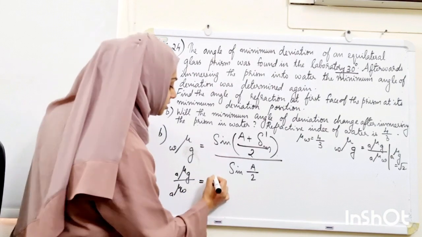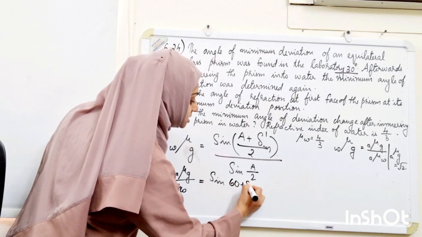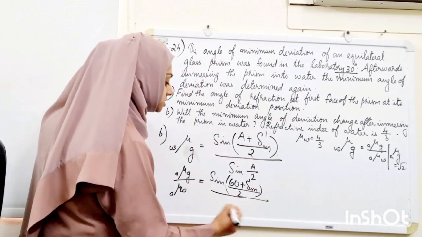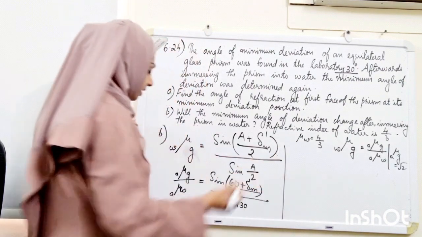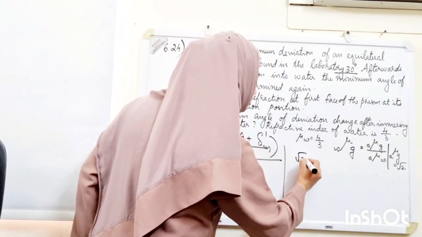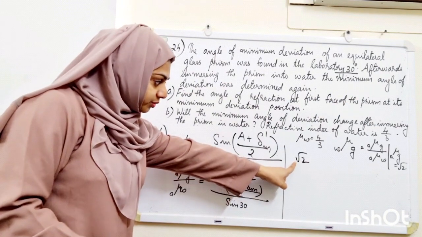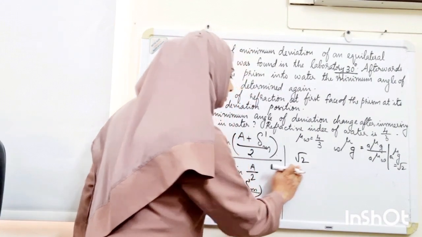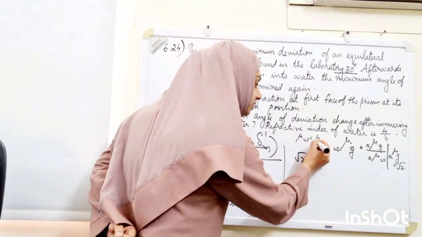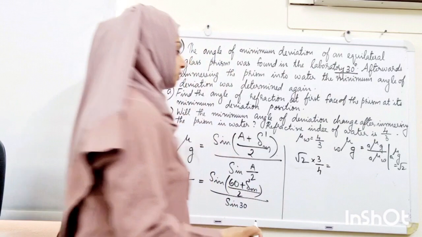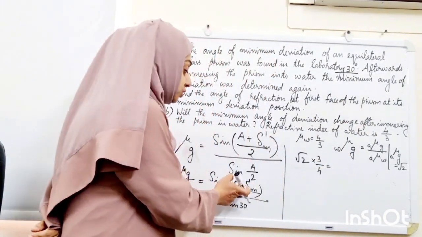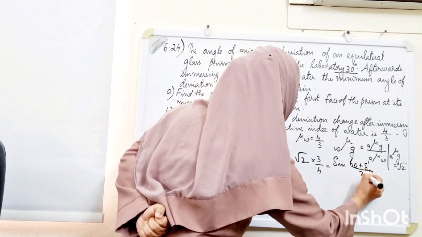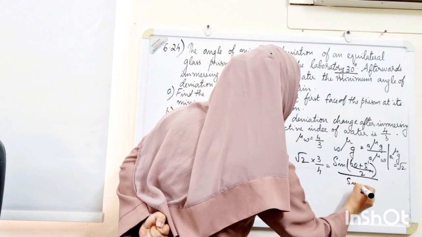or both with respect to air, is equal to sine (A is 60 plus this one we don't know, so I am putting like this) divided by 2, whole divided by sine A by 2. A is 60, so 60 by 2 is 30, so we know this is sine 30. And mu g, we found it as root 2, so root 2, instead of refractive index of glass with respect to air, divided by refractive index of water with respect to air. So I have to divide it with mu w with respect to air. So I will multiply with the reciprocal, into 3 by 4, is equal to, now sine 60, this I have to write as such because I don't know the value of delta m prime. So sine (60 plus delta m prime) divided by 2, whole divided by sine 30 which is equal to half.